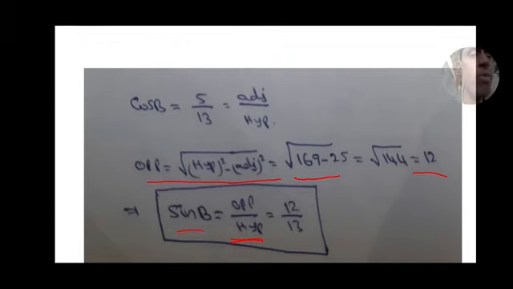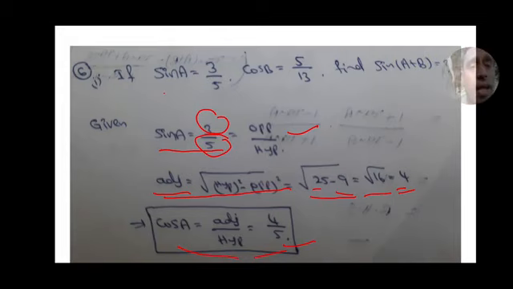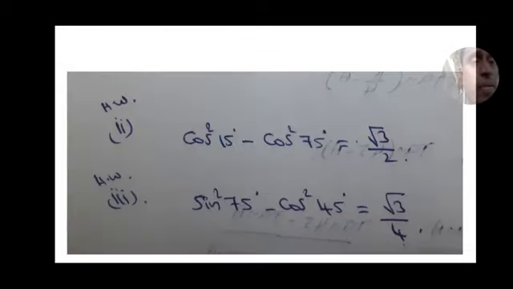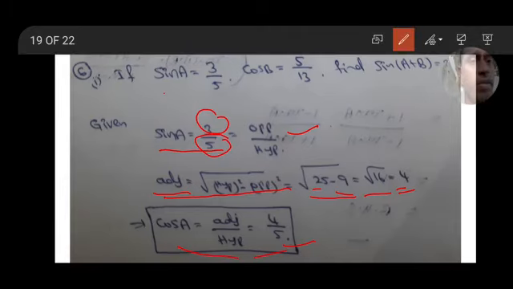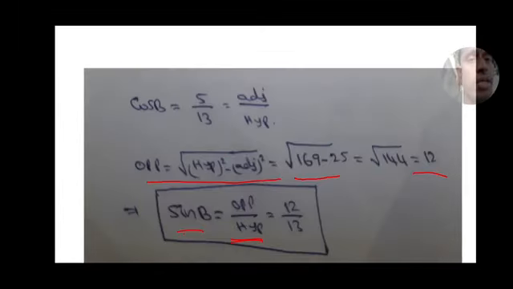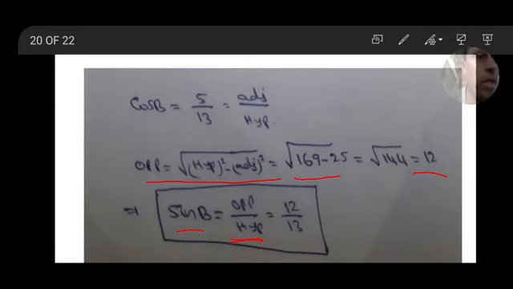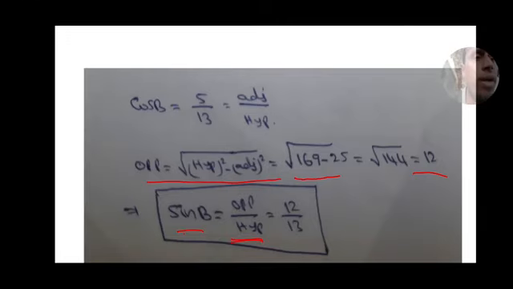So here, given sin a we find out cos a, and given cos b we find out sin b. Now the formula we need: sin of a plus b equal to sin a cos b plus cos a sin b.